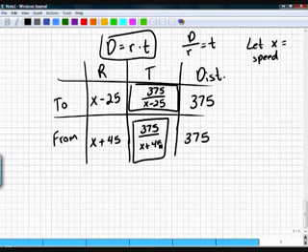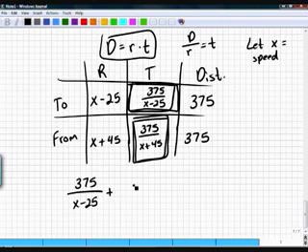It makes more sense to me now. I was kind of lost there for a second. This is the time it's going to take you to get there, this is the time it's going to take to get back. We want that total time to add up to equal how many hours? 375 over x minus 25 plus 375 over x plus 45 equals 4. There's the equation we're going to have to solve.